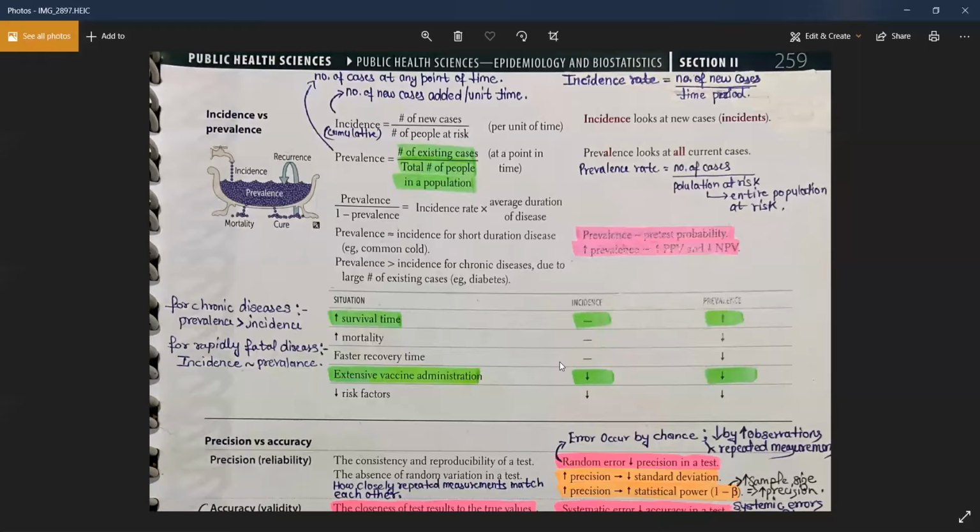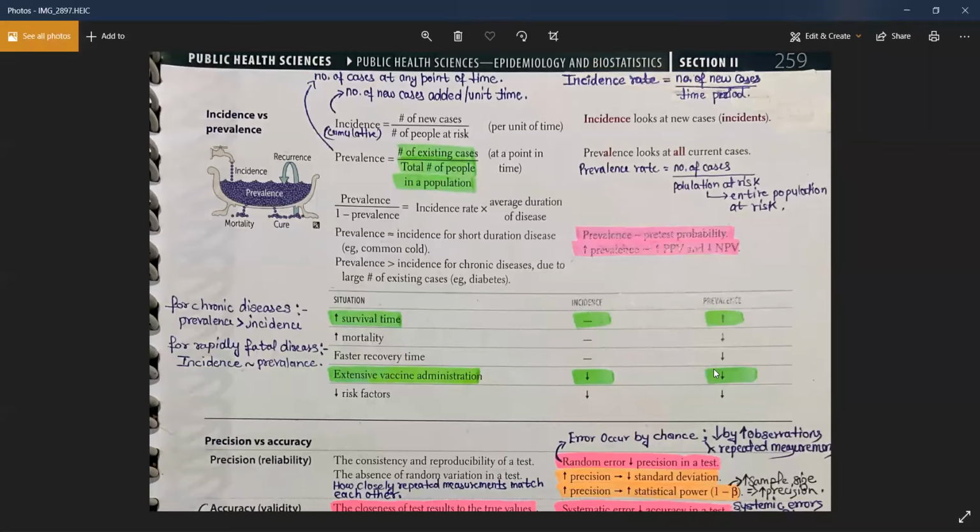And if the new cases are decreased and the previous ones keep on being treated in the population, and they have a faster recovery rate, then what's going to happen? The prevalence will also decrease. So whenever you do a vaccination, like in case of COVID, we are saying that the vaccination is the only solution for COVID, right? Because with the vaccination, you no longer can have new cases. So the incidence will be decreased, and the previous cases will all recover in time, and as a result, the prevalence will also decrease, right?